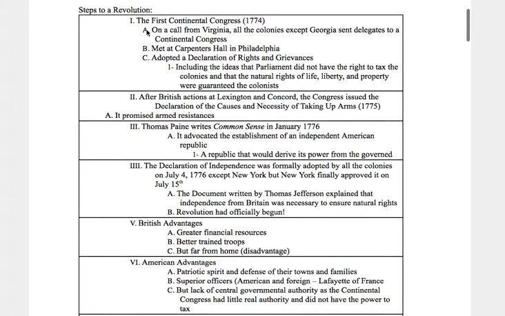Steps to a Revolution. 1. The First Continental Congress, 1774. On a call from Virginia, all of the colonies except Georgia sent delegates to a Continental Congress. They met at Carpenter's Hall in Philadelphia, Pennsylvania. They adopted a Declaration of Rights and Grievances. They included the ideas that Parliament did not have the right to tax the colonies and that the natural rights of life, liberty, and property were guaranteed to colonists.